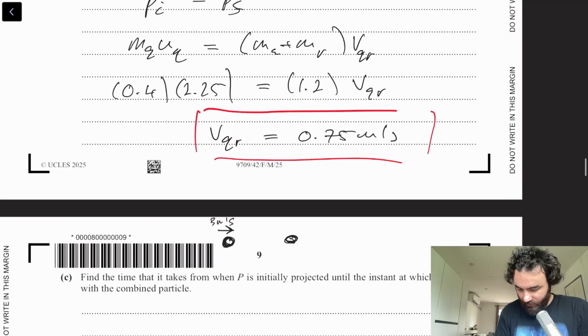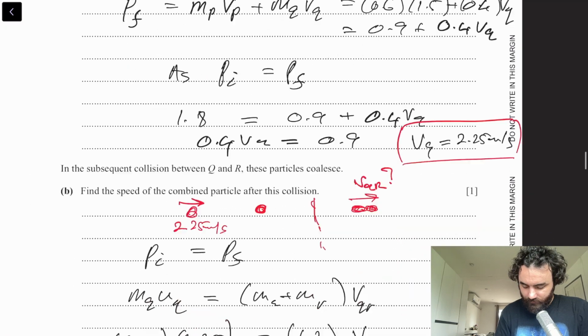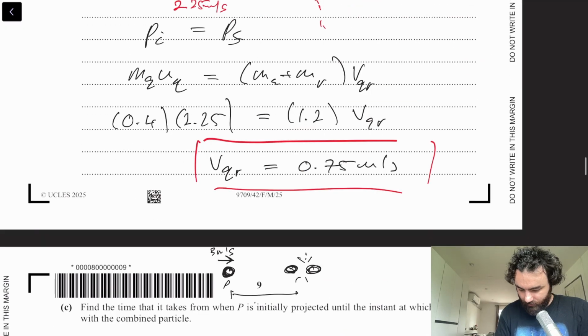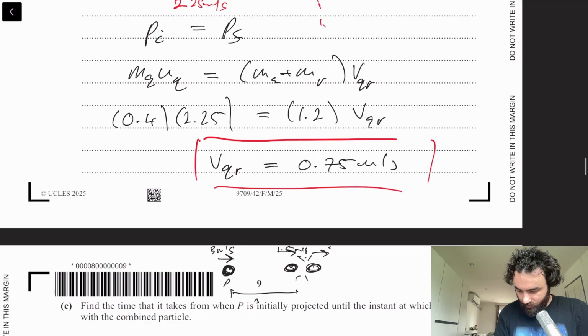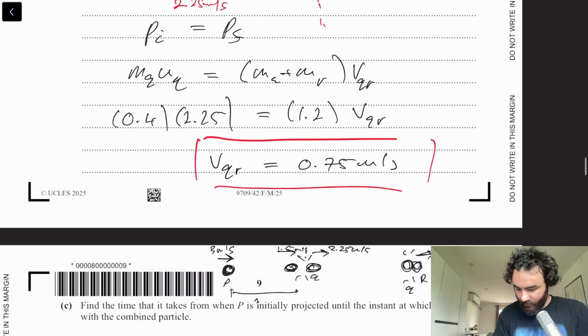It then collides here. This is P, and then it collides with Q. This is 3 meters. Then P moves at 1.5 meters per second, and now we know Q moves at 2.25 meters per second. This is Q. And then Q collides here with R, Q and R, and they move together at 0.75 meters per second. So that's basically what's going on.